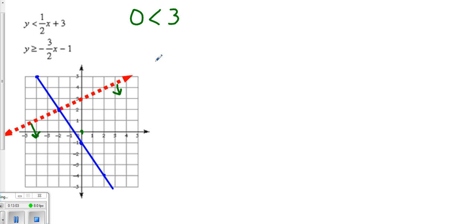We do need to still check where to shade for this one. We're going to use 0, 0 again, right here. Check it for that. Is 0 actually greater than or equal to negative 3/2 times 0, which is still 0, minus 1, so we have a negative 1. Is 0 greater than negative 1? Yes, it is. So we shade everywhere above this line.